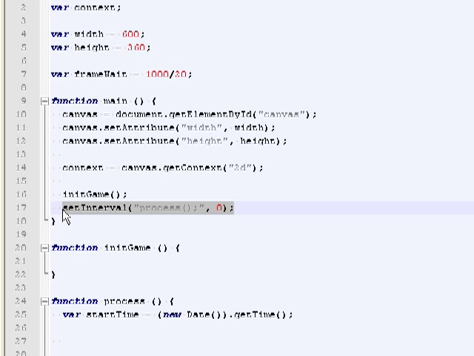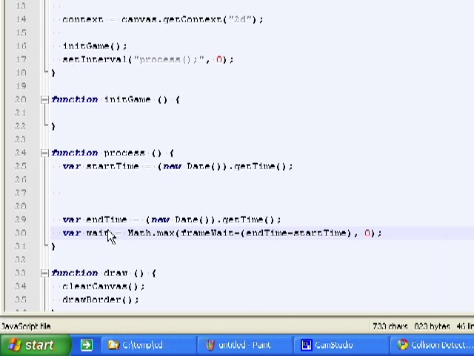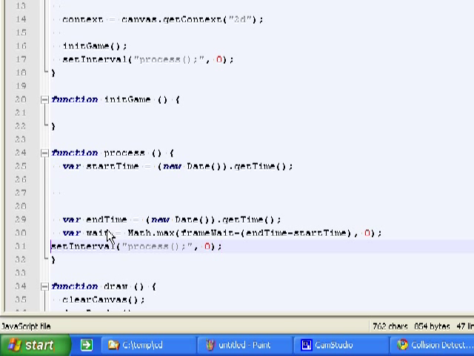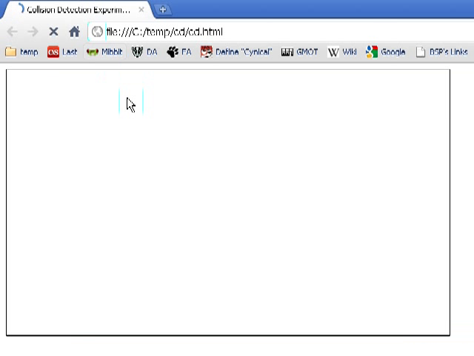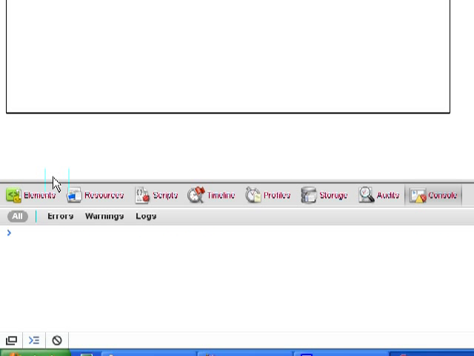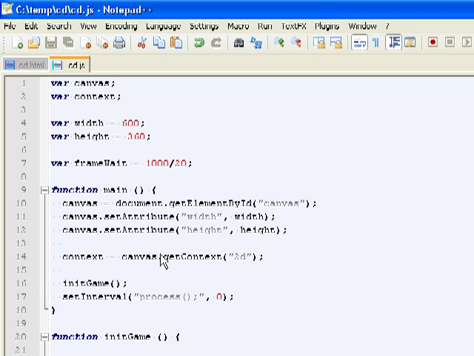Yep. So interval. We definitely want to draw every frame. Okay, is it that simple? I remember it being more complicated. Okay, so let's check for errors. No errors so far.